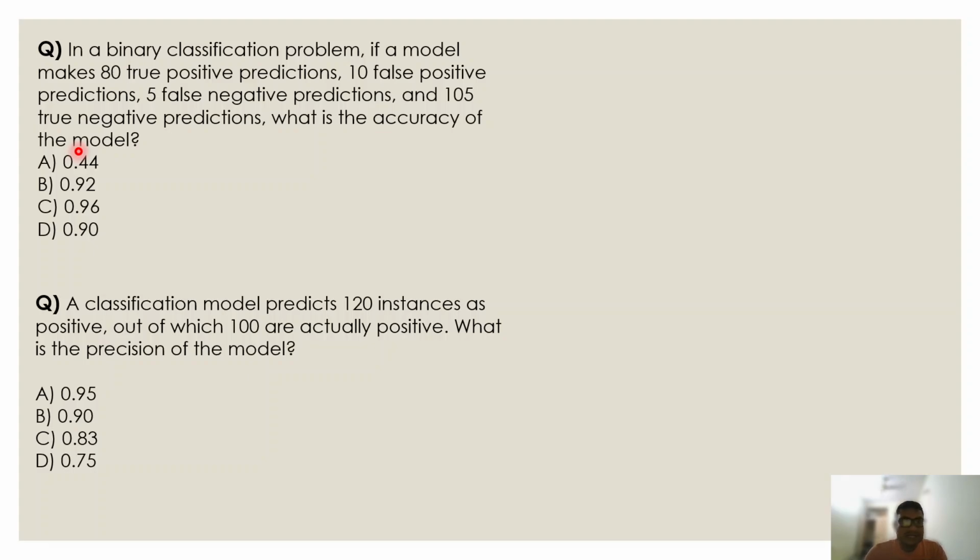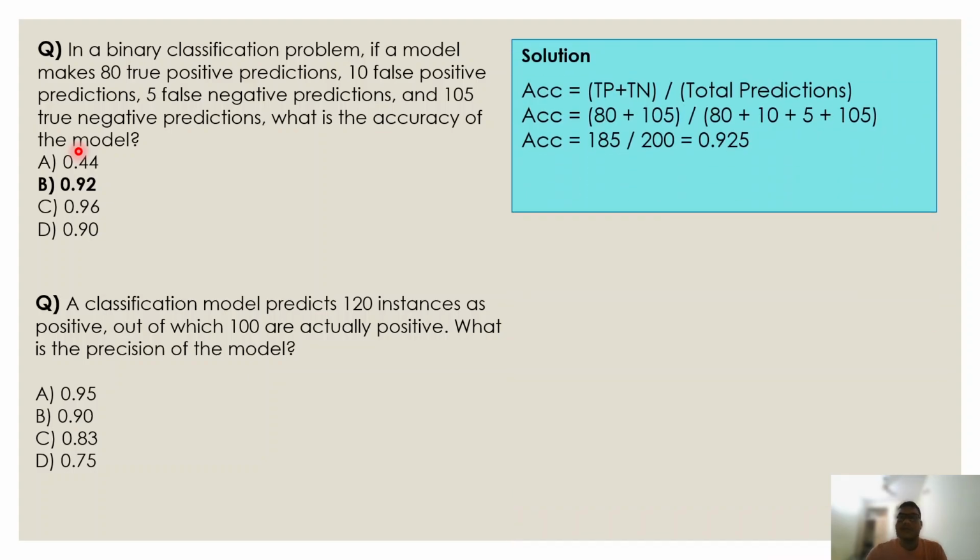The correct answer is 0.92, 92% accuracy. This is a very basic calculation. Sum up the total predictions; TP plus TN is 80 plus 105, so it's 185, divided by 200, which is 0.925. So B is the correct answer.